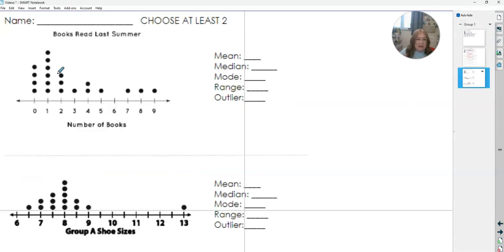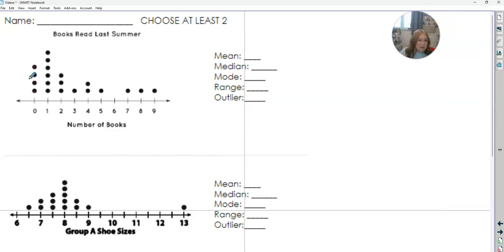So let's take a look here at this dot plot. So this is about books read last summer. So we can see a student read this many books, a student read this many books, or a person read that many books. So very first thing, we're putting them in order. So I have 1, 2, 3, 4 zeros. So 1, 2, 3, 4. And this is nice because they're already in order from the dot plot, but we need to list them out so we can find some different information.